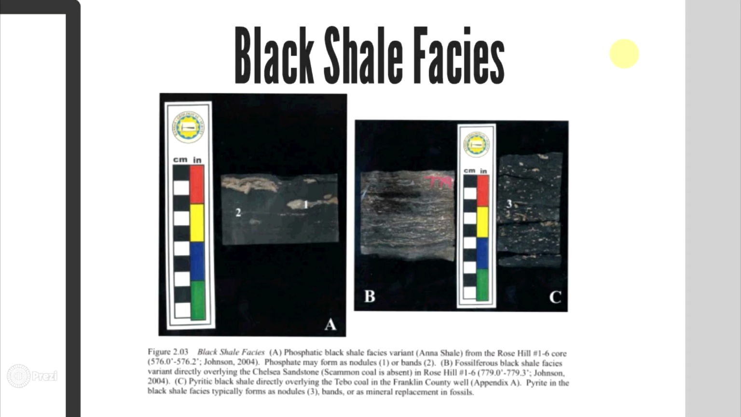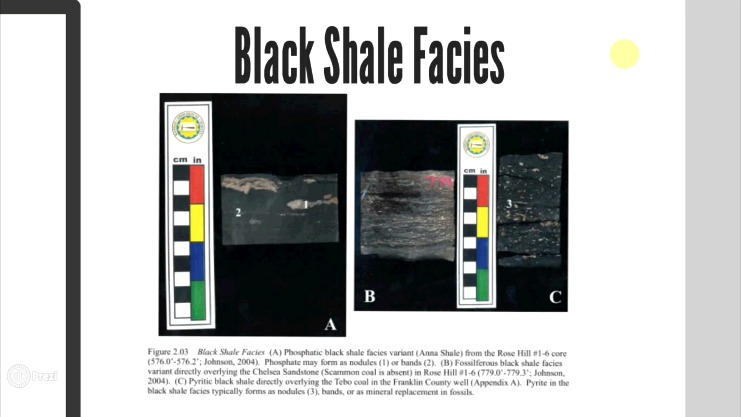Black shale facies in picture A: phosphatic black shale facies variant of N shale from the Rose Hill. Phosphate may form as nodules, number 1, or bands, number 2. In picture B, fossiliferous black shale facies variant directly overlying the Chelsea sandstone. Scammon coal is absent in Rose. In the last picture, pyritic black shale directly overlying the Tabor coal in the Franklin County well.